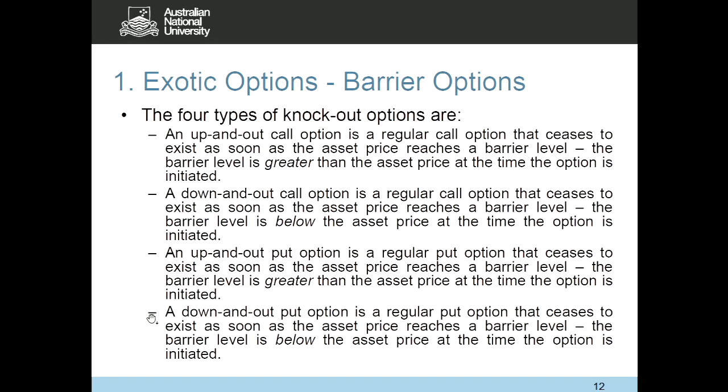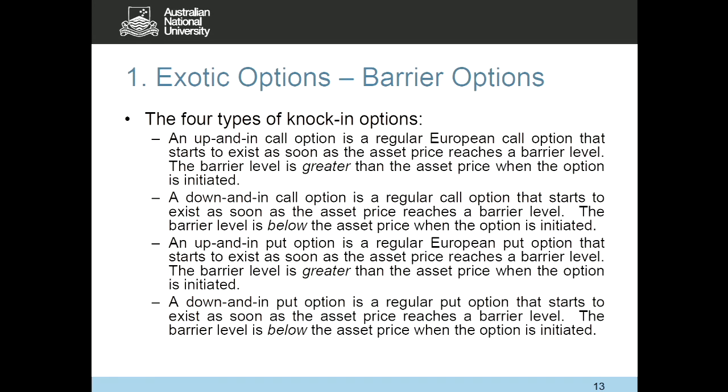If the underlying asset price goes down to a certain level, then this put option would cease to exist. So it's similar to the example I gave you about the knockout call options. And the other type of barrier option is the knock-in option.